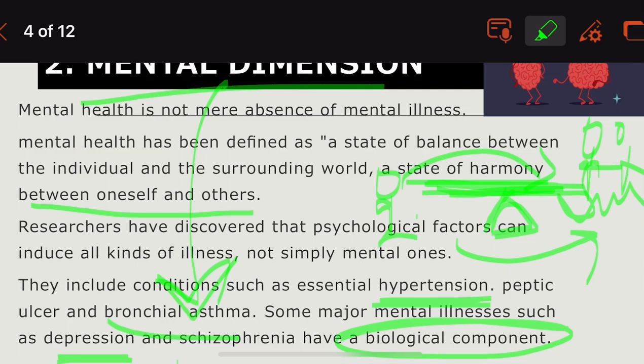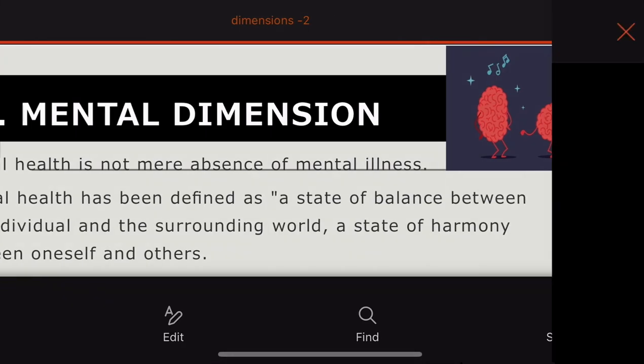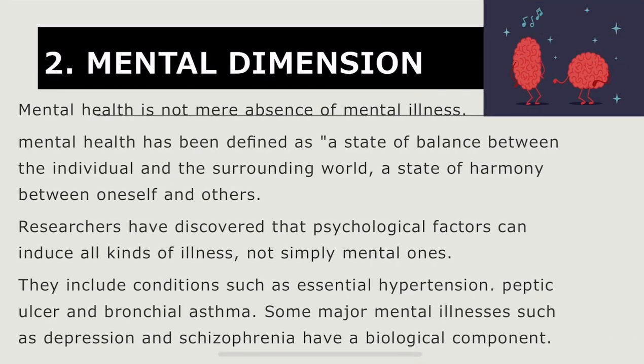So I hope the mental dimension is clear. Mental dimension, what do they say? It is not just the absence of mental illness. There must be a balance between him and the surrounding, harmony between him and others. And other illnesses can also occur because of abnormal mental health. Those are hypertension, peptic ulcer, bronchial asthma, depression, schizophrenia, and so on.